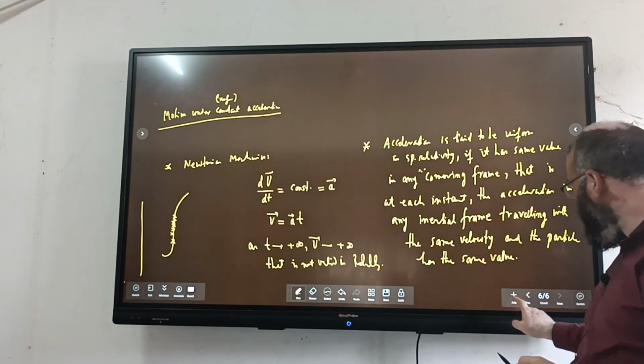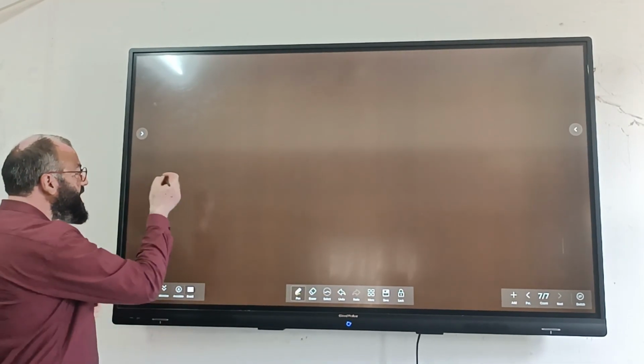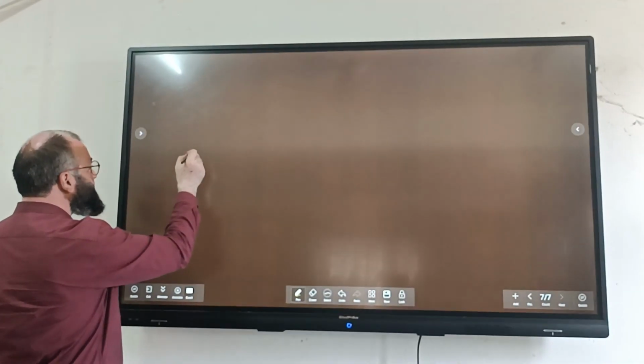Okay, so now let's look at the trajectory of a particle in a constant, uniform acceleration. Now look at Newton's equations. So what is the trajectory?